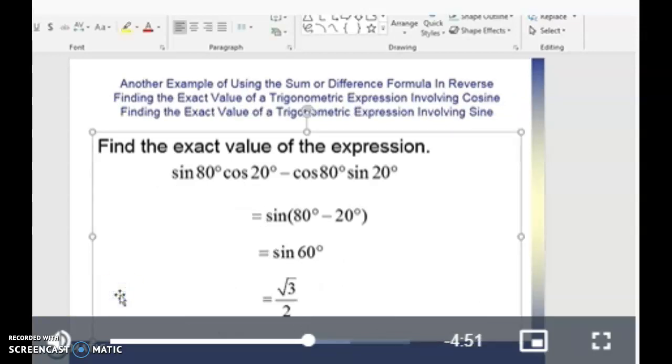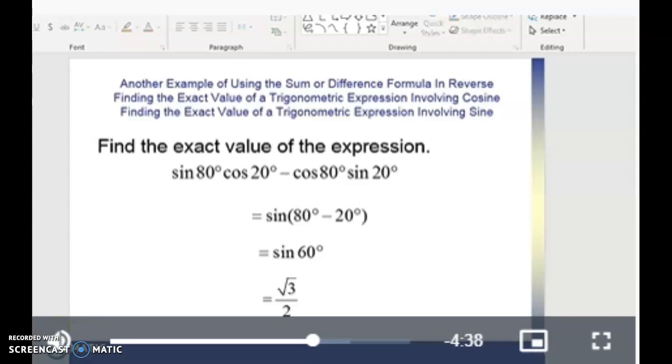Here is another example using the sine of the difference of two angles, very similar to what we did with the cosine, but again, feel free to pause the video and review this example as well.